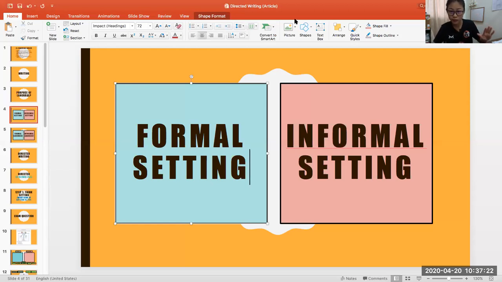Okay, when you look at the screen, I have formal setting, I have informal. So everybody knows formal and informal, right? Yes and no? Do you know what is formal? What's formal? What's informal? Okay.